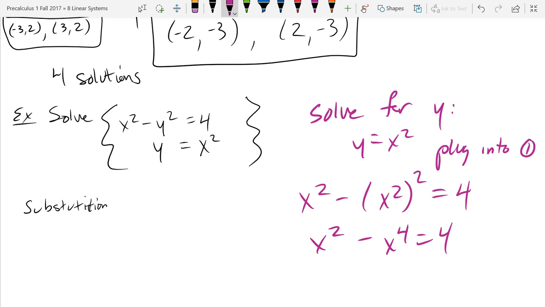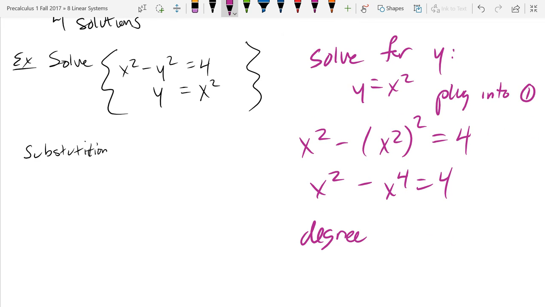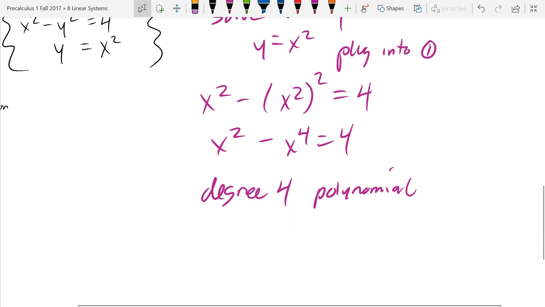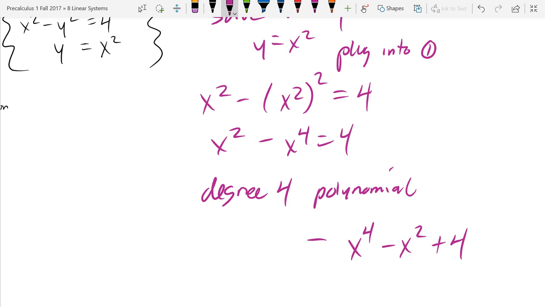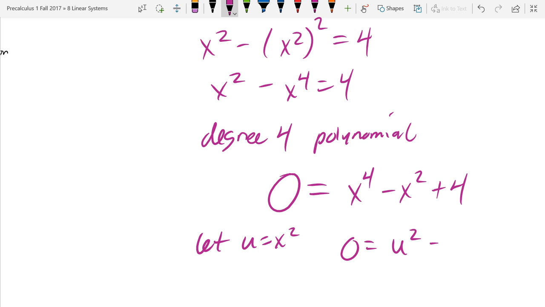So absolutely, you could keep going and solve this. You do know how to solve degree 4 polynomials. The way you would do it is I like my highest degree term to be positive. So I'll add x to the fourth to the other side, subtract x squared. So we have this equation right here. There is a useful change of variable, a u substitution. Let u equal x squared. So we have 0 equals u squared minus u plus 4. And you can solve for u pretty easily. You just have a quadratic.